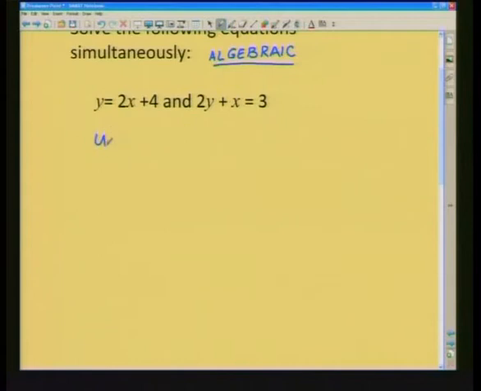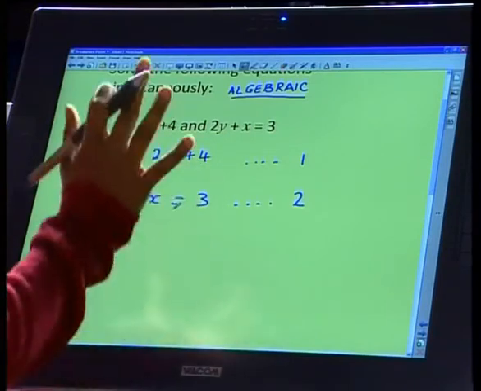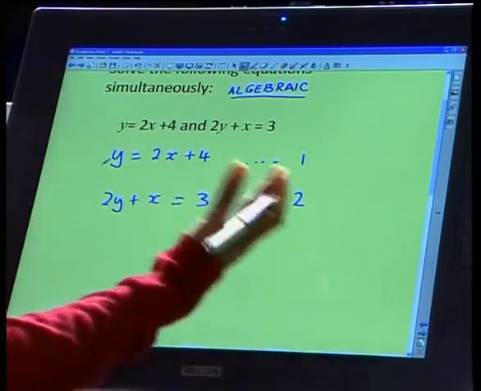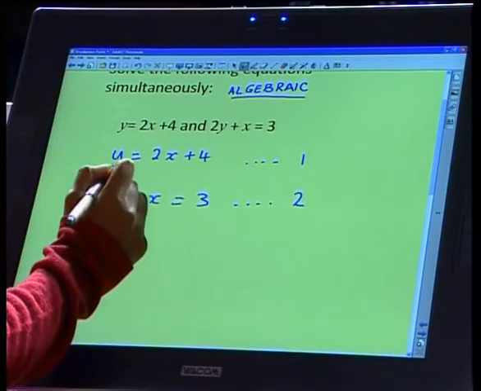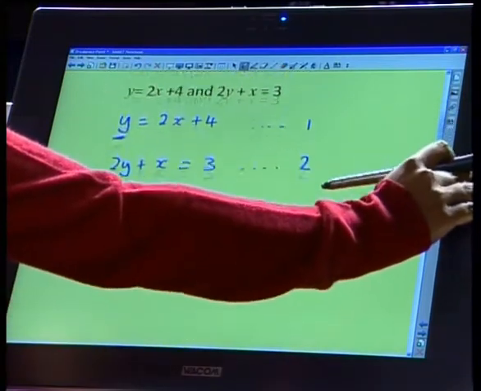First step is to label your equations. We can call y is equal to 2x plus 4 equation 1, and 2y plus x equal to 3 equation 2. The whole point of this is to find a point at which these two graphs have the same value. Algebraically, we make one of the variables the subject of the formula. In this case, we've already got y as the subject, y is equal to 2x plus 4, so there was no need to manipulate that any further.